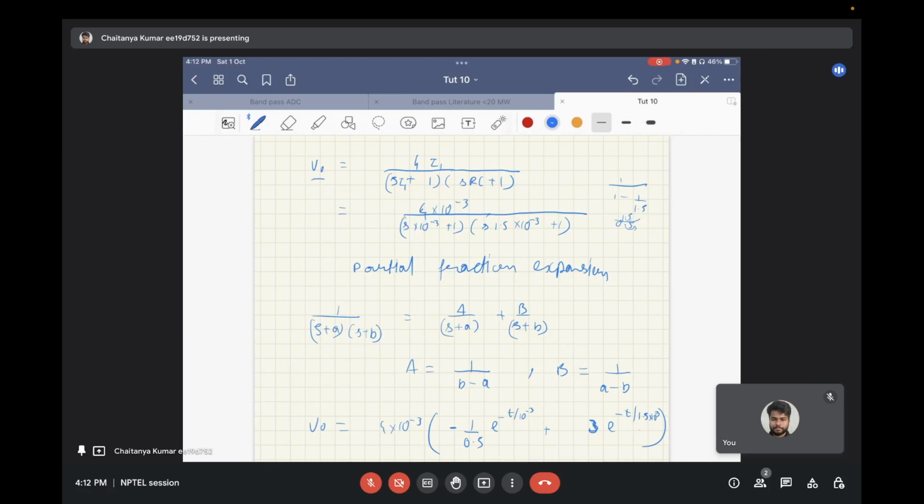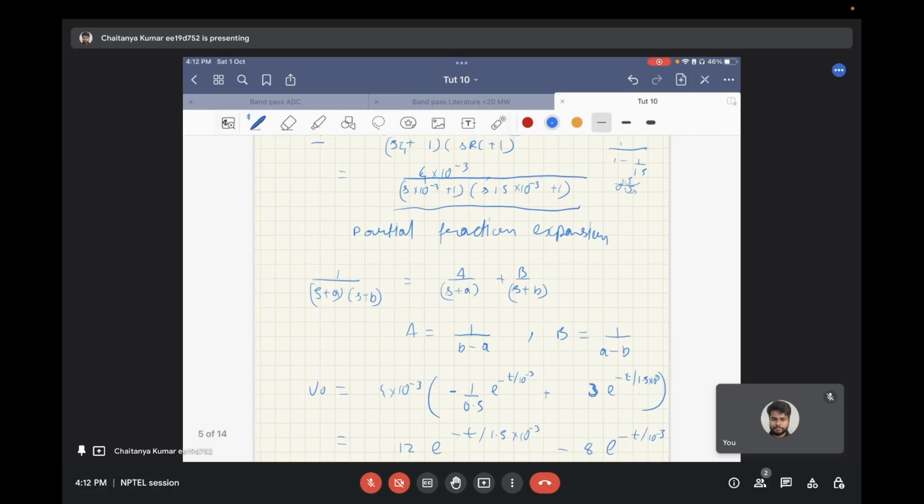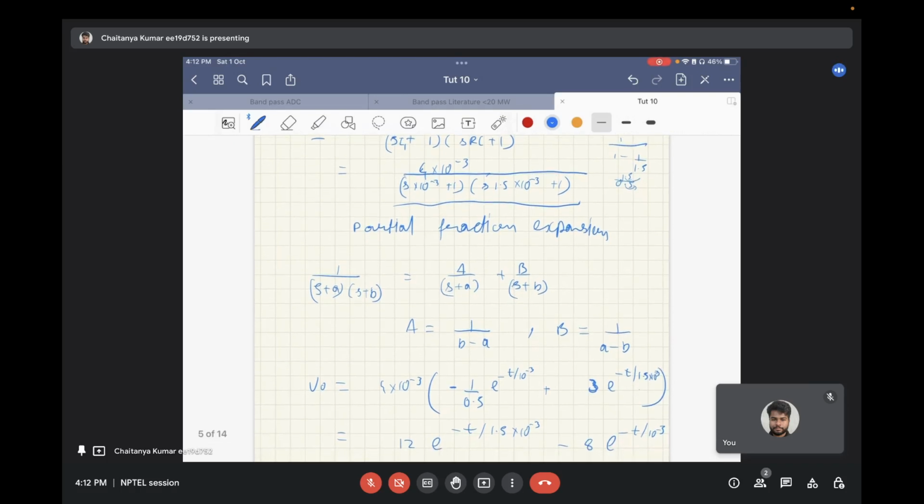Now RC is the R and C product of the output LPF. So substituting the value, you get this equation, this rational function in terms of S. So that can be broken down into partial fractions.